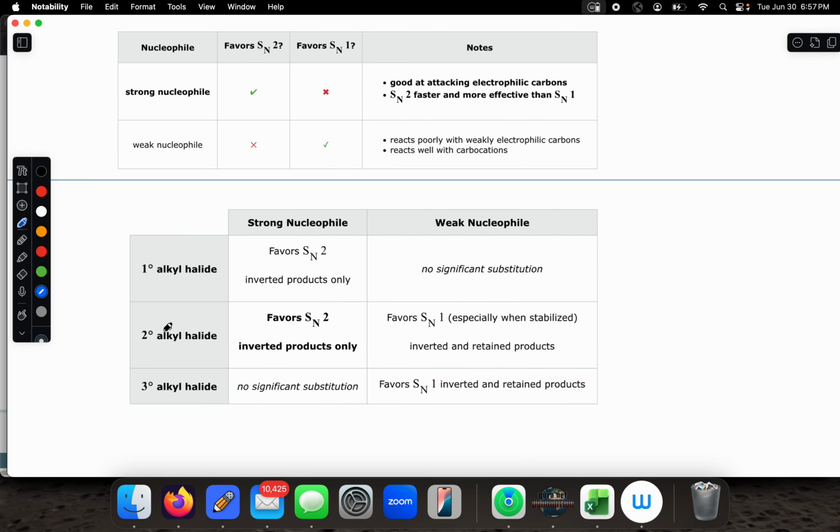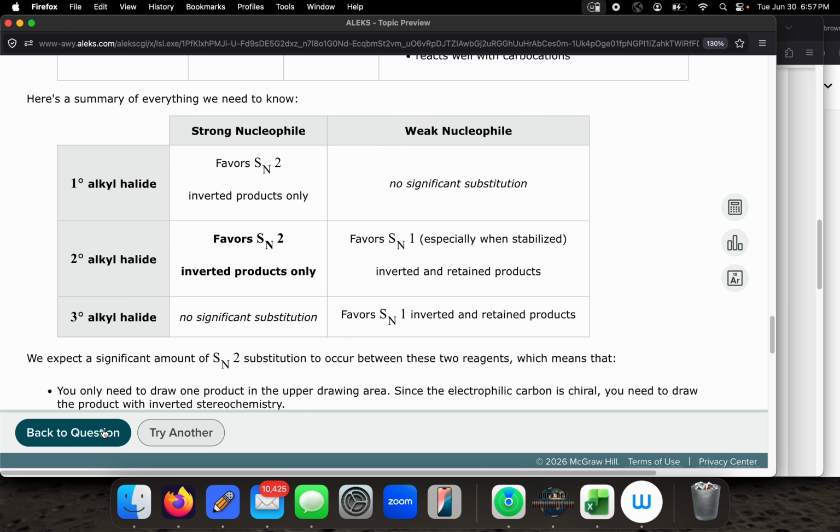Okay, so we have a secondary halide. It's going to go SN2, but it can only be inverted. And if it's a weak nucleophile, it's going to favor SN1, and it's going to be both retained configuration and inverted configuration. That'll make more sense. Maybe it already makes sense to you. I don't know. Okay, so consequently, I'm going to come over here.